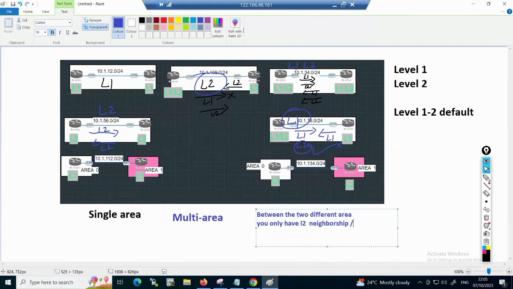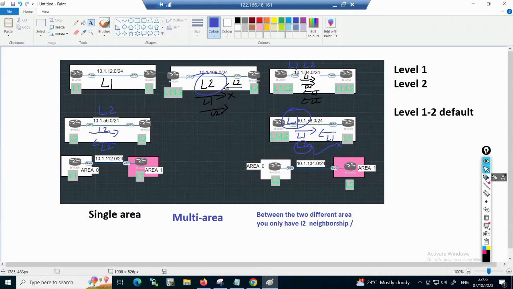So can you see what I have configured over there? Label 1 for area 0, label 1 for area number 1, two different areas. I only form label 2. So in that case, do you know what happened? You will not have any neighborship over here. But have a look at the same thing. I have a label 2 router and a label 2 router, two different areas. You will have an L2 neighborship.